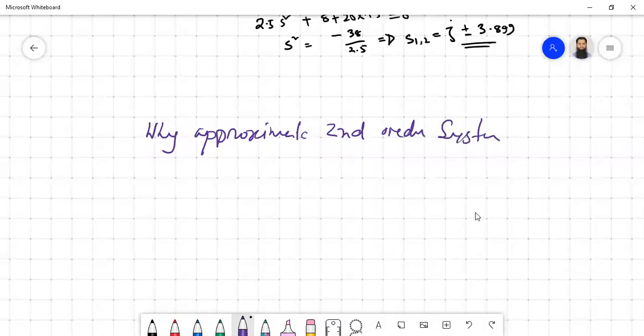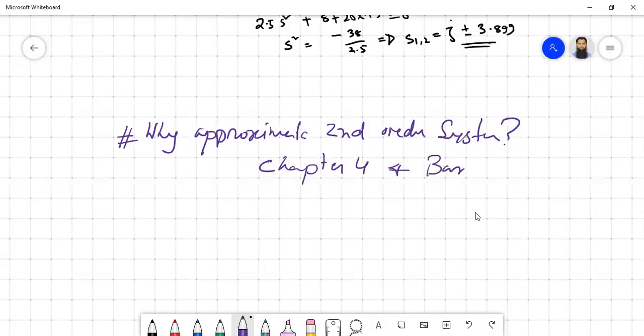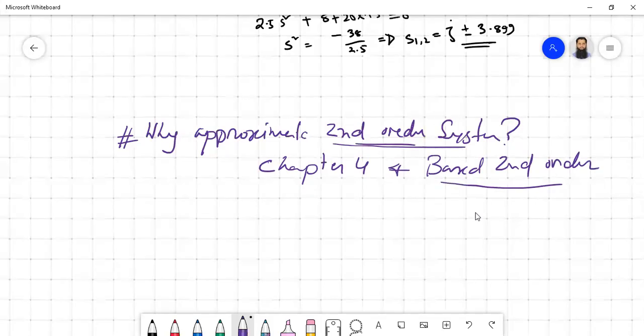The answer is that the formulas we introduced in chapter 4 are all based on a second order system. So if you want to apply the formulas, we have to somehow approximate our system as a second order system. Only then can we apply those formulas. Otherwise, we have to rely on software like MATLAB or Python to generate the root locus, and figure it out from the simulation.